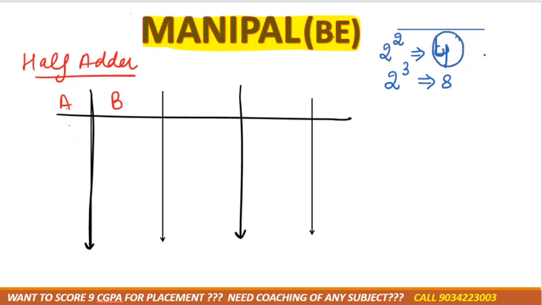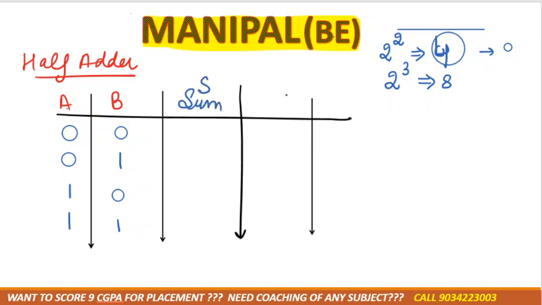And if we have four possible combinations, how will we write it down? Like 4 divided by 2 is 2. So 2 times 0, 2 times 1. Then 0, 1, 0, 1. Got it? Then we'll have sum that is denoted by S. Then we'll have carry that is denoted by C.